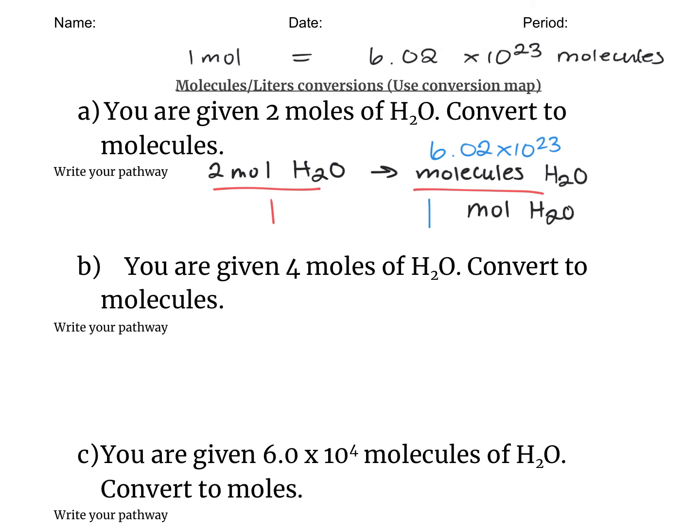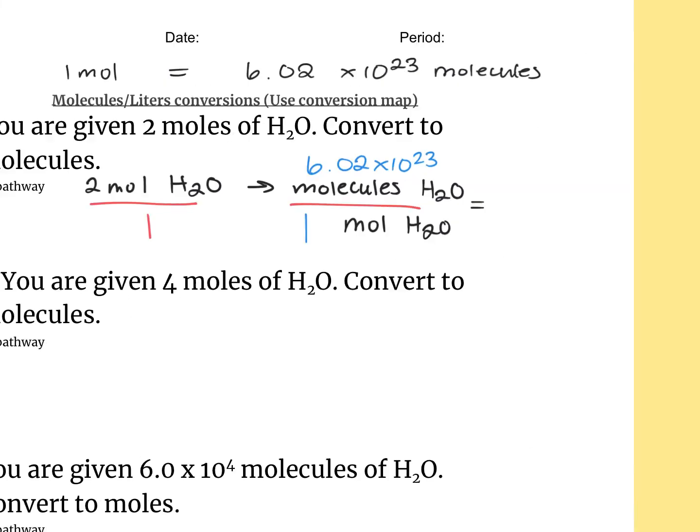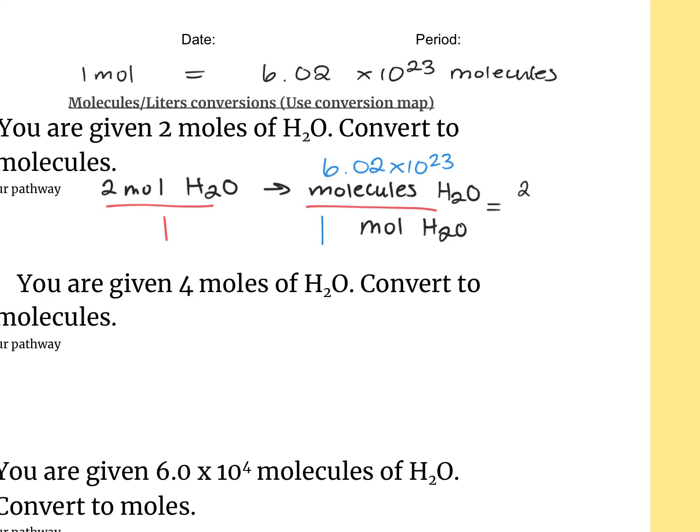So Gabriel, Saviana, and Audrey, get a calculator. You're going to need it. So now you're going to multiply it out. Whenever you put it into your calculator, it should look something like this. So 2 times 6.02 times 10 to the 23, and then it's going to be over 1.